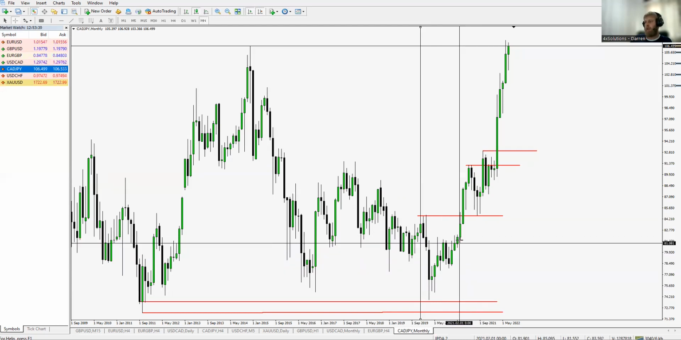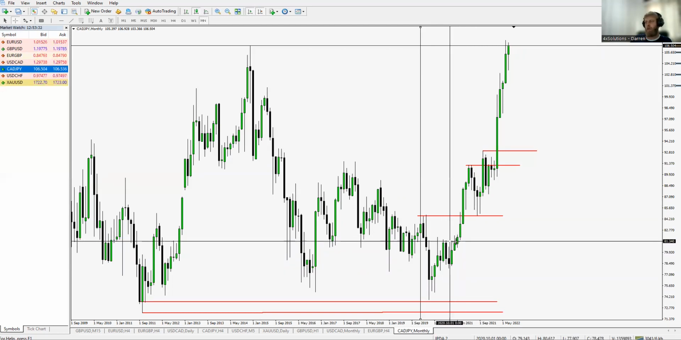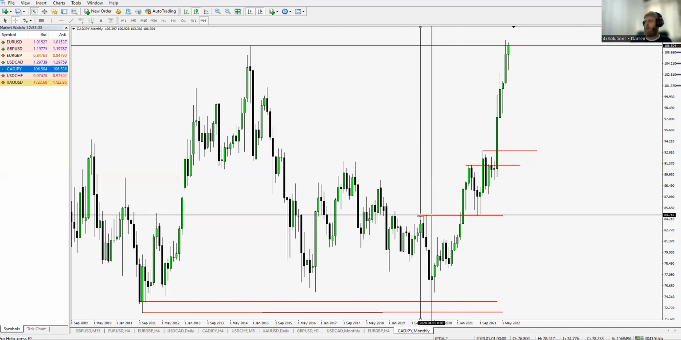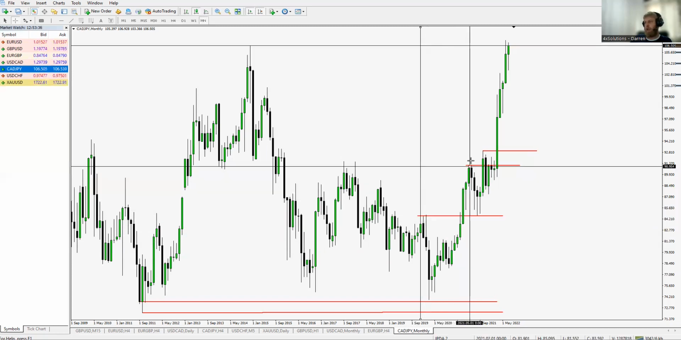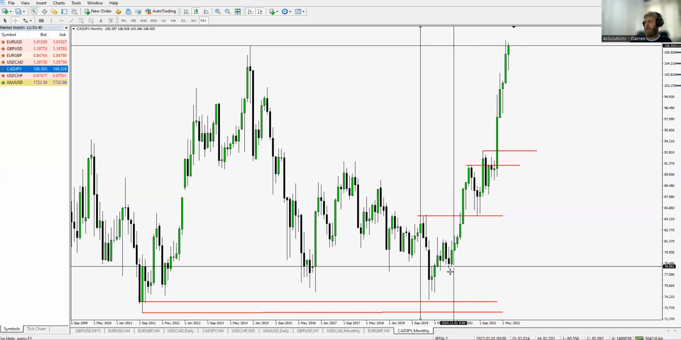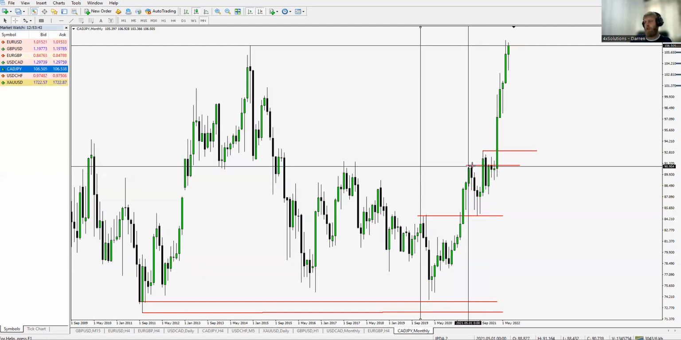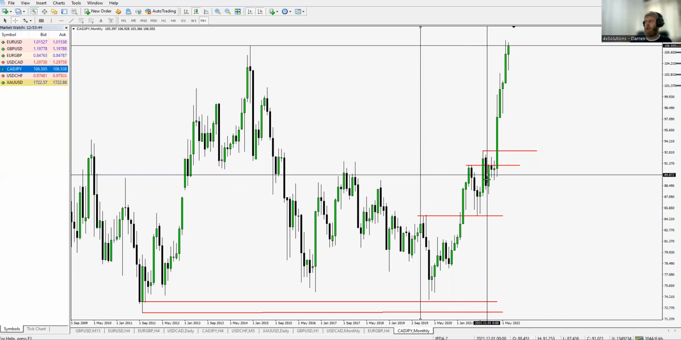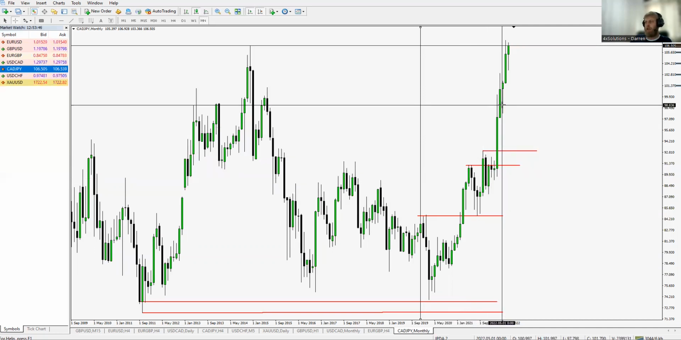And somewhere in here on a lower time frame, there would be some kind of mitigation occurring. And then again, this is the breaker, trades higher, comes in, retests the breaker. This is a failure swing to take out this low. So then this is a mitigation. Price trades through it, mitigates, trades higher.